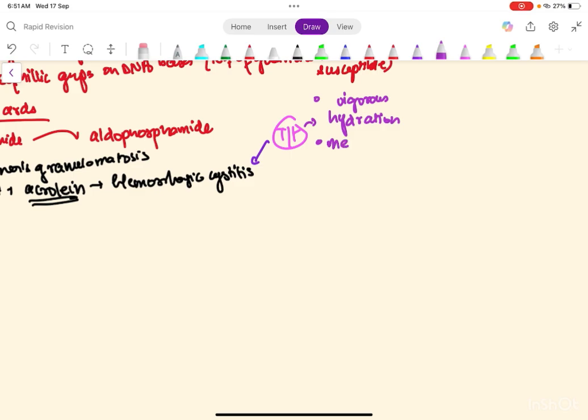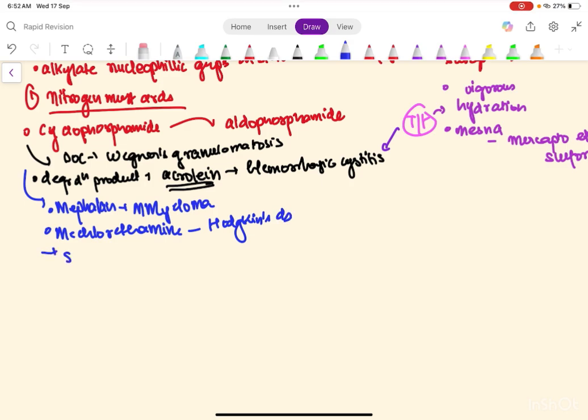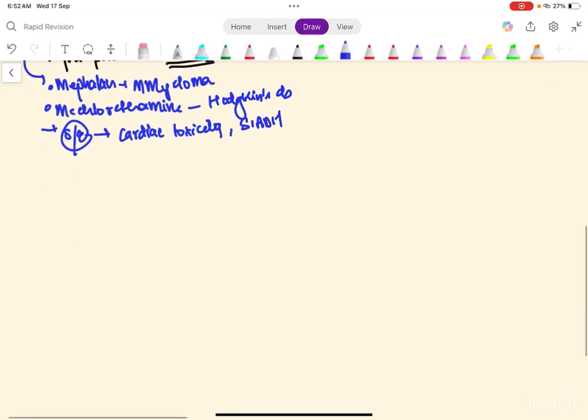Then you can give mesna. Now what is mesna? Mesna is mercaptoethane sulfonic acid, okay, and ifosfamide also causes this. And then there is melphalan, which I told you. This is the drug of choice for multiple myeloma. Okay, then you had mechlorethamine. This is given for Hodgkin's disease. Now the side effects are that it can cause cardiac toxicity, SIADH. Okay, now coming on to the next one.